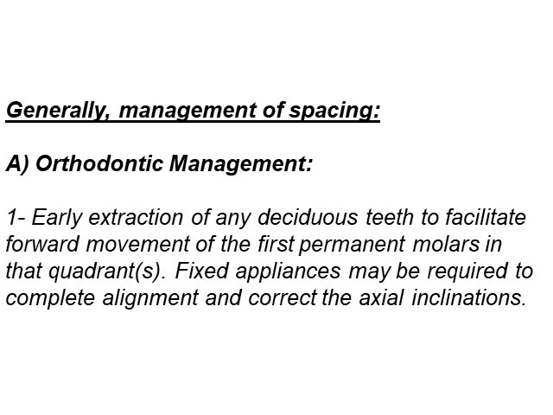Generally, management of spacing can be done by orthodontic or combined orthodontic and prosthodontic treatment. So number one, orthodontic management: early extraction of any deciduous teeth to facilitate forward movement of the first permanent molars in that quadrant. Fixed appliances may be required to complete alignment and correct the axial inclinations.